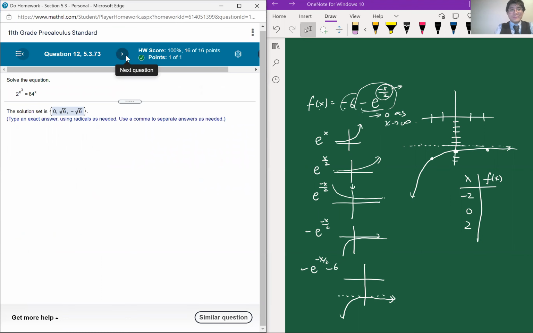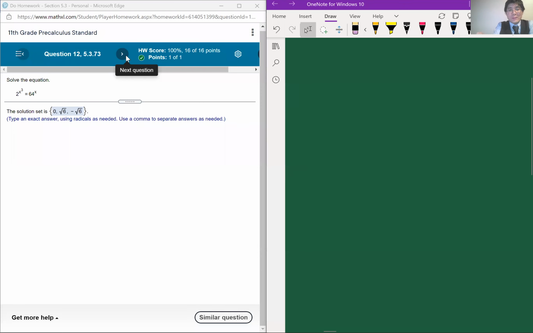Okay. Now, the next one is just an equation: 2 to the power of x cubed is equal to 64 to the power of x. To solve an exponential equation, in general, we need the use of log. However, when we have a similar base, in this case, similar means both of them can be written as a power of 2, we might be able to solve it without the help of log.